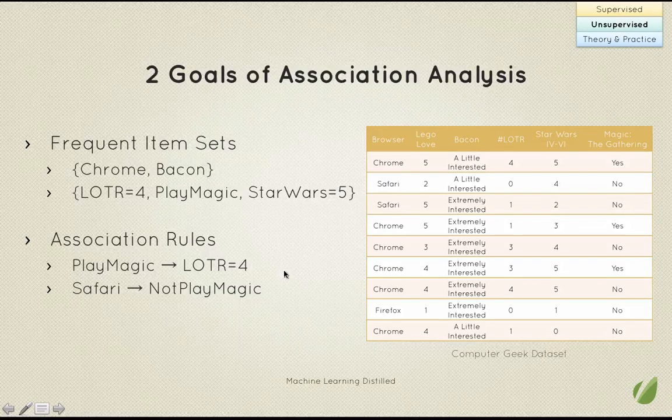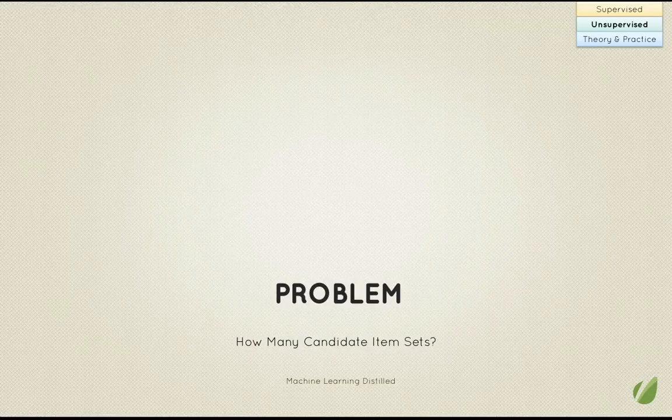The second thing we'd like to find are association rules, and these are built from the frequent item sets. We'd like to see, is there this correlation between playing Magic, say, and reading all 4 Lord of the Rings books? Not only do they happen a lot together, but this thing implies this thing. The main problem with this approach is there are just so many item sets.